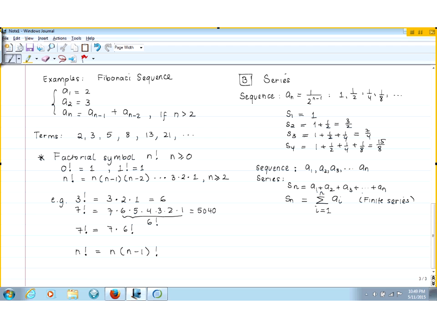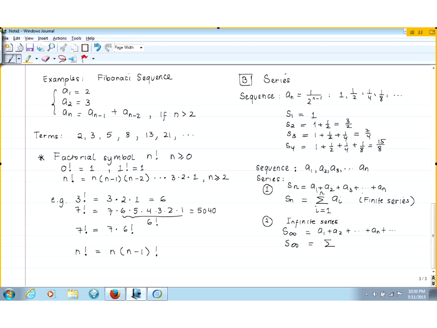This is a finite series. It ends at a fixed term. Now the second one is infinite series. S of infinity, I mean it is infinite. So this is equal to A1 plus A2 plus and so on, plus AN plus, we don't know.